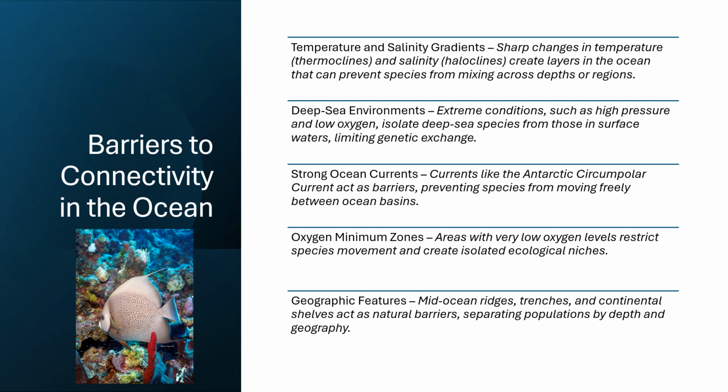Some of the major barriers include temperature and salinity gradients, deep sea environments, strong ocean currents, oxygen minimum zones, and geographic features such as mid-ocean ridges, trenches, and continental shelves that can act as natural barriers separating populations by depth and geography. For example, the Antarctic circumpolar current isolates many Antarctic species from warmer waters, while deep-sea hydrothermal vents are home to species that rarely mix with shallower communities. These barriers shape marine biodiversity by influencing where species can spread and evolve.